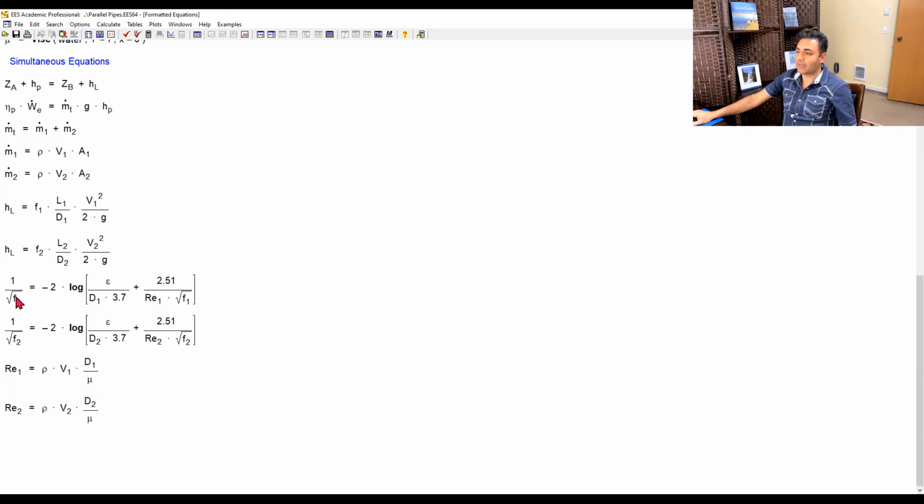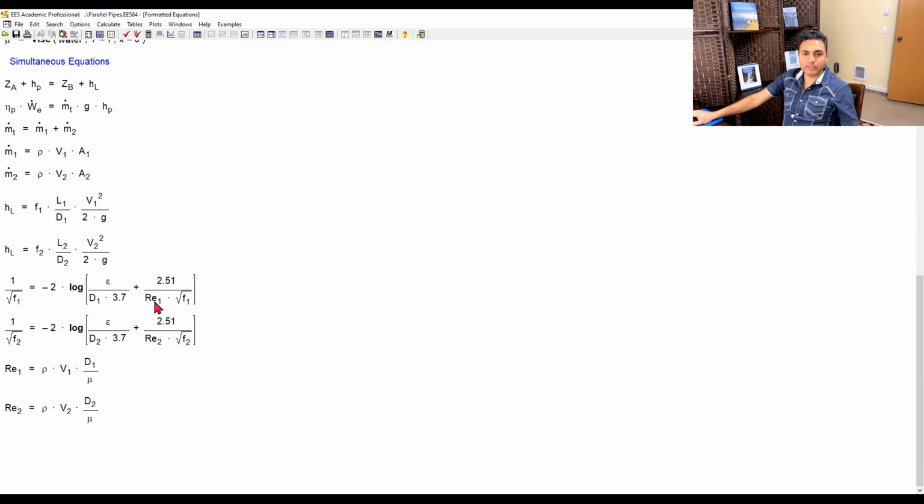You have square root of f on this side, and then you have square root of f on this side in a logarithm. Also, you have Reynolds in a logarithm. Reynolds can't be negative. Square root of f, first of all, f can never be negative. So we have to somehow make sure that EES doesn't iterate in the negative area, or it's going to be bad.